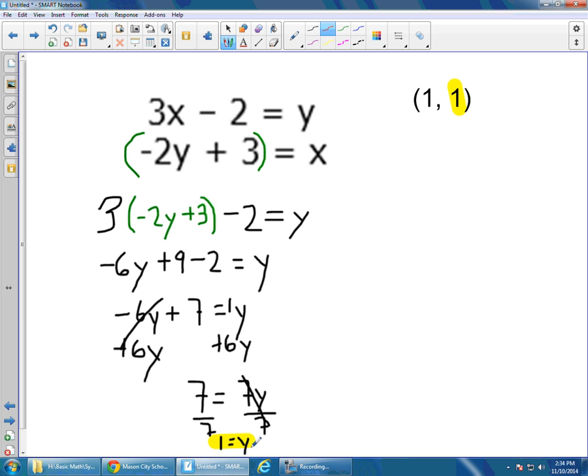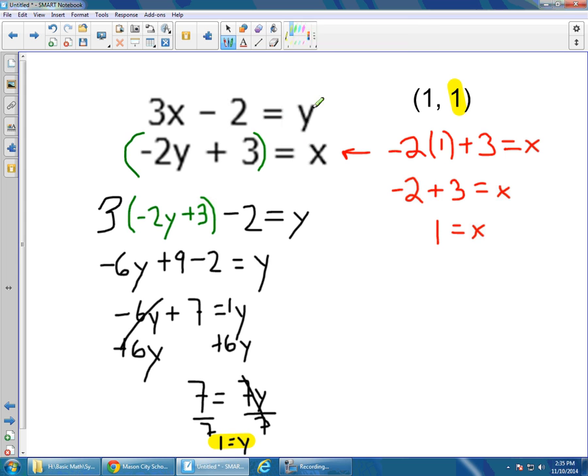I'm now going to put 1 in for y. I'm going to plug 1 back in for y here to find out what x is. So I'm going to use this equation now. So I'm going to do negative 2 times y, which we just found out what y equals. Y equals 1. So I'm going to plug 1 in there. Plus 3 equals x. Well, we know negative 2 times 1, that's negative 2. Plus 3 equals x. Negative 2 plus 3, if you have to, use a calculator. That is 1 equals x.